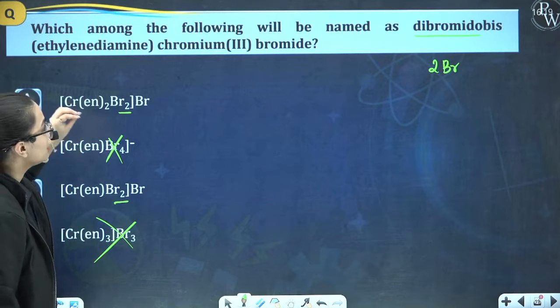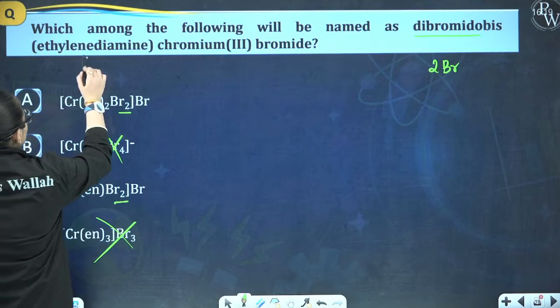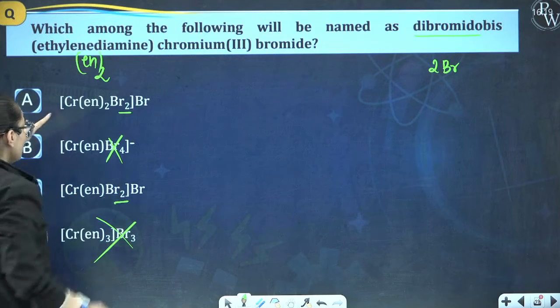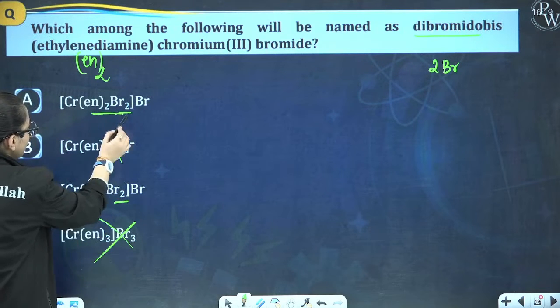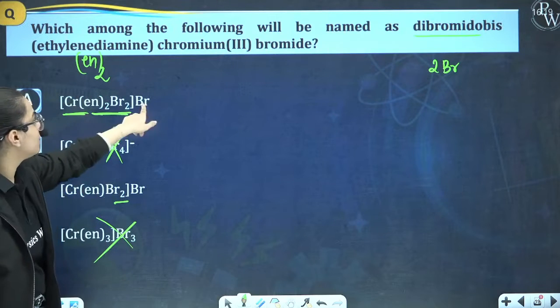Now the next thing is dibromidobis(ethylenediamine). What is ethylenediamine? It is written as en. Bis referred to as 2. That means it shall be 2. So en twice is written over here. Yes. Now again chromium. And bromide, that means it is ionic.